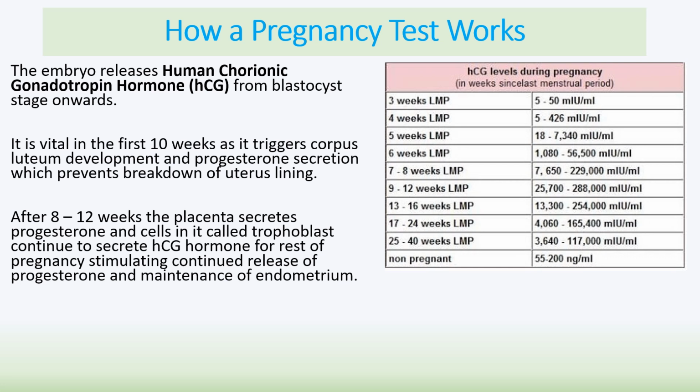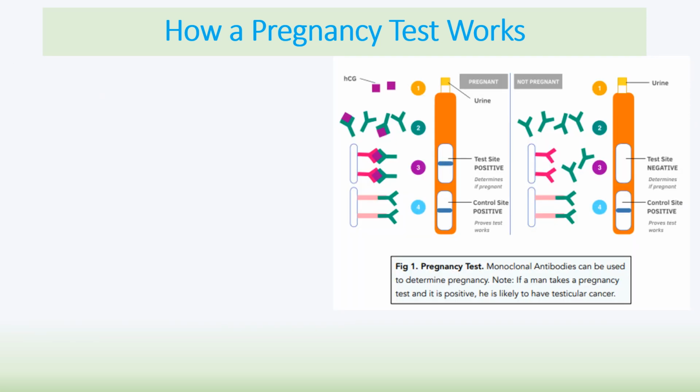After 8 to 12 weeks, the placenta secretes progesterone, and cells in it, which are called the trophoblast, continue to secrete HCG hormone for the rest of pregnancy, continuing the release of progesterone and maintaining the endometrium, so the uterus lining, as a result. Pregnancy tests work by detecting the release of HCG in urine. You may have covered this earlier on in school to some level. So pregnancy tests work by detecting the HCG using something called monoclonal antibodies.